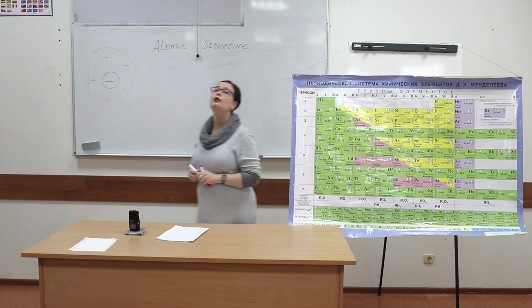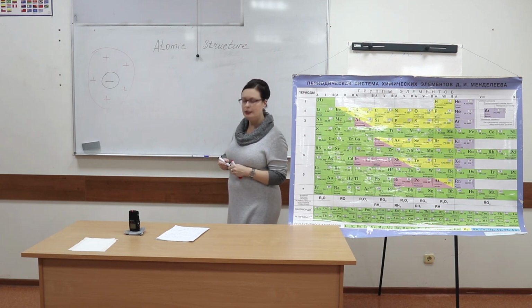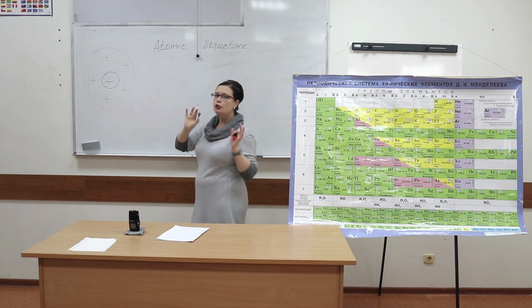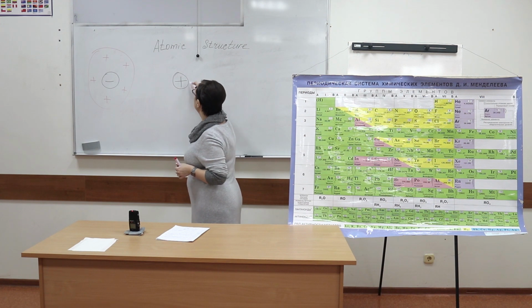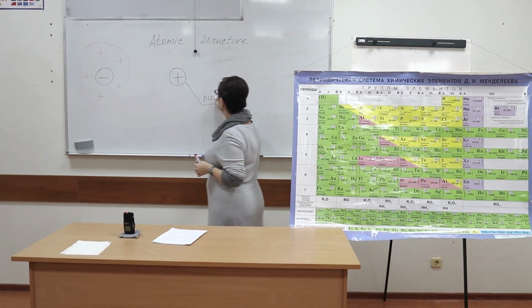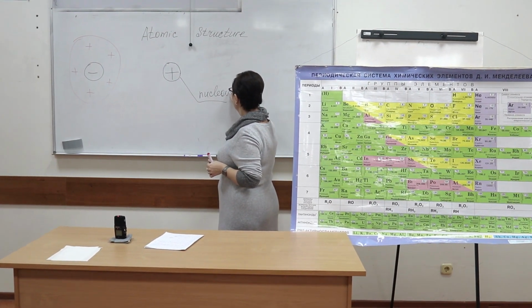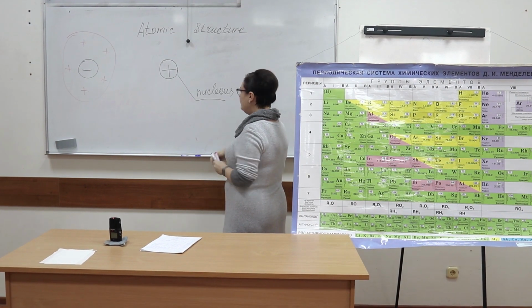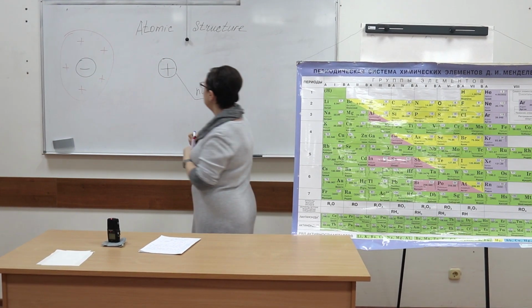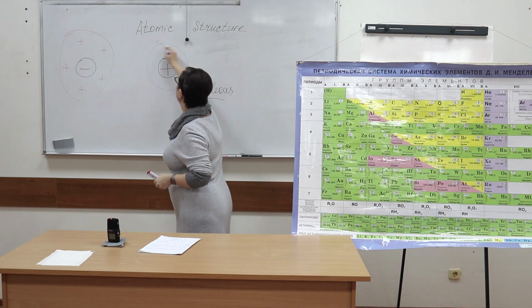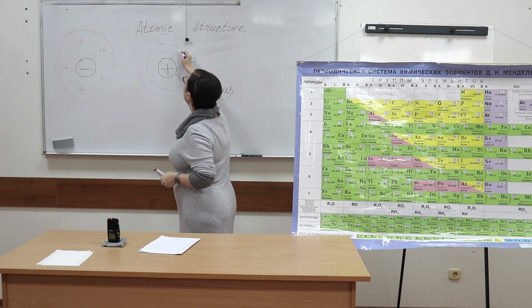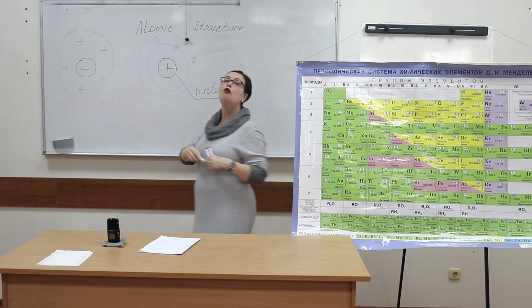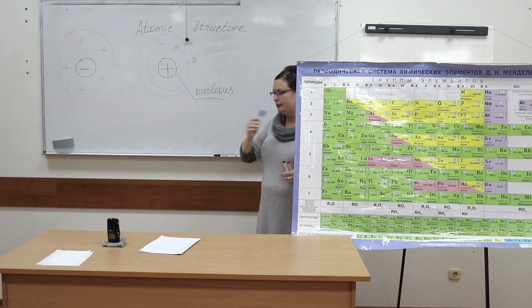According to Rutherford's planetary model, in the center of the atom we can see a positively charged nucleus, and negatively charged electrons surround it. All the electrons have their own orbitals, like the orbits of the planets.